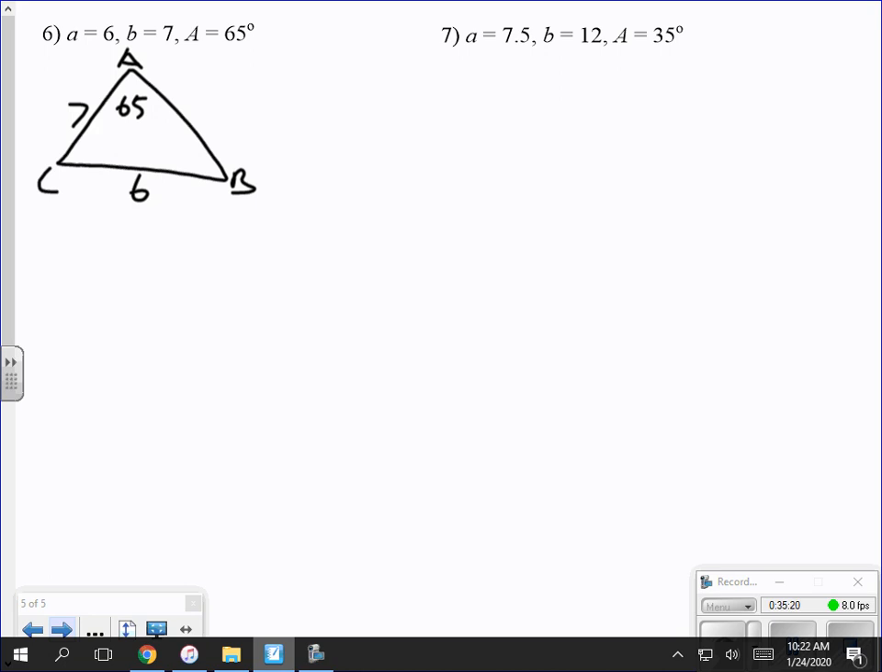So what we have, there's only one thing that we can find, angle B. Because remember, you have to have angles and sides opposite each other to use the law of sines. Because I have these two, angle and side, and I have that side, the only other thing I can do is look for angle B. So I set up sine of B over 7 is equal to the sine of 65 over 6. Figure out what B is.